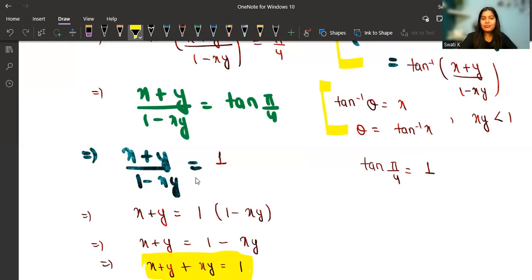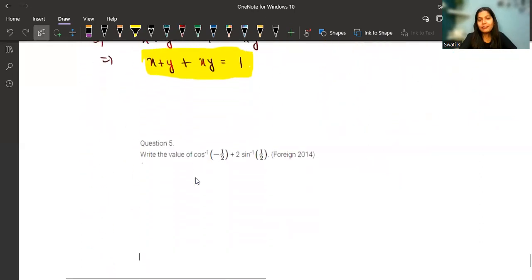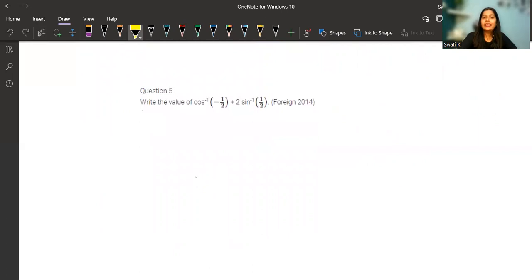So as you can see, we have already completed 4 questions. Now we are at our last question. And this one is very simple. All right. So let me just take a different color. Okay. So now the next question, as you can see, it says write the value of cos inverse minus half plus 2 sine inverse half. Very important question once again.